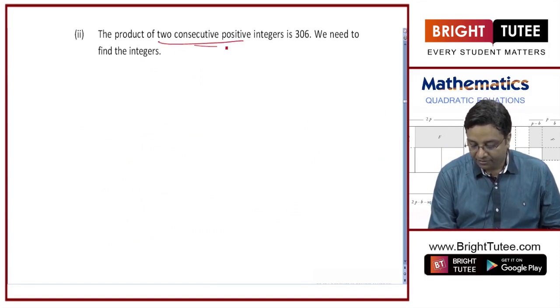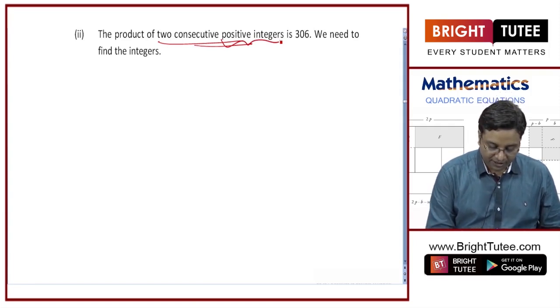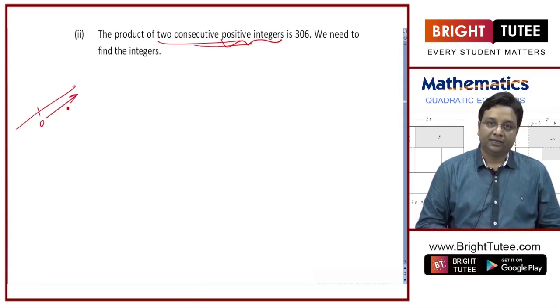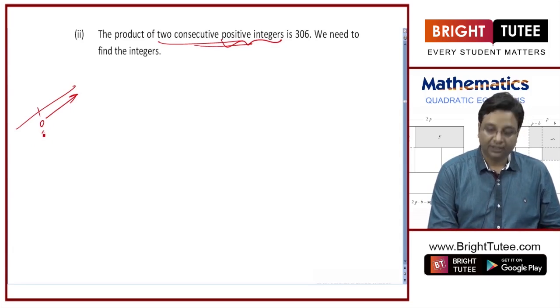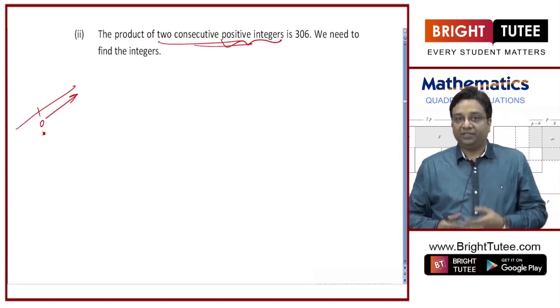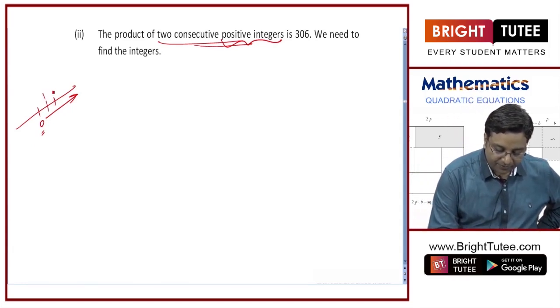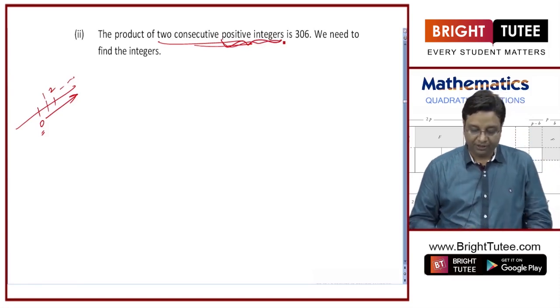Product of two consecutive positive integers, right? What are positive integers? Positive integers start after 0. These are positive integers, right? What are non-negative integers? Which involve 0 also, right? So we are looking for positive integers only. So where do they start from? They start from 1, 2, and so on. Positive integers are also known as natural numbers.